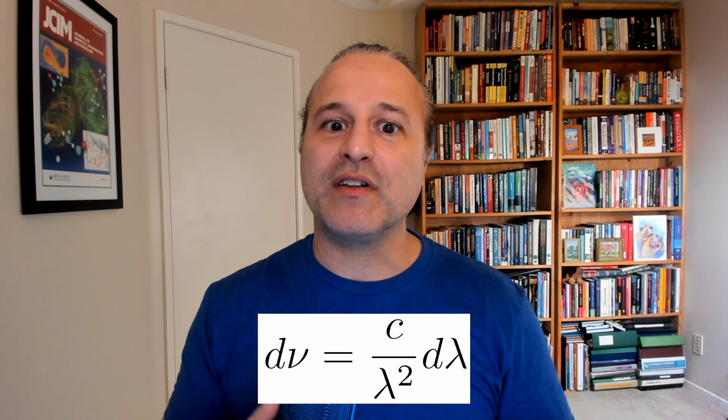So if you want to integrate something in terms of lambda instead of in terms of nu, you can't just have the d lambda. You have to have c over lambda squared times d lambda. So looking at this expression, d nu equals c over lambda squared d lambda. So now we have an expression with d nu and d lambda in it.